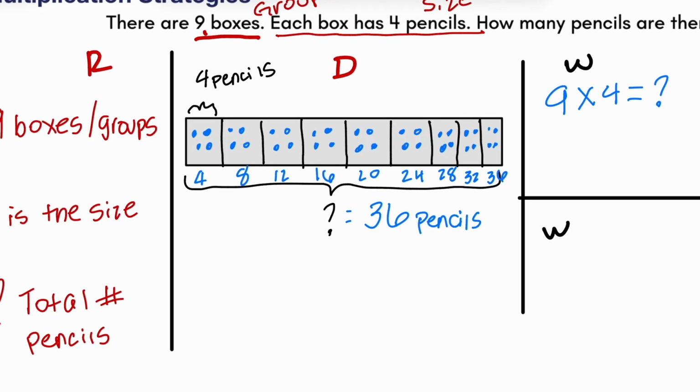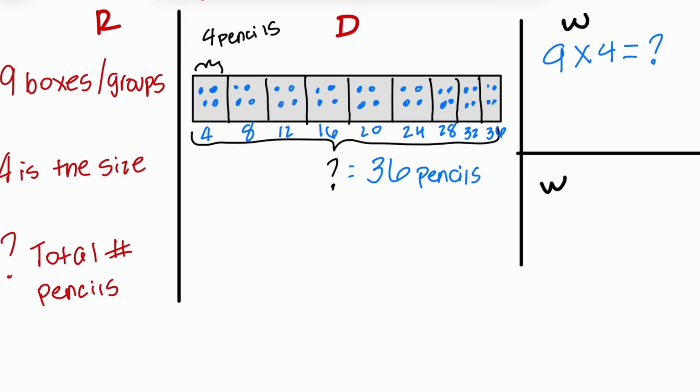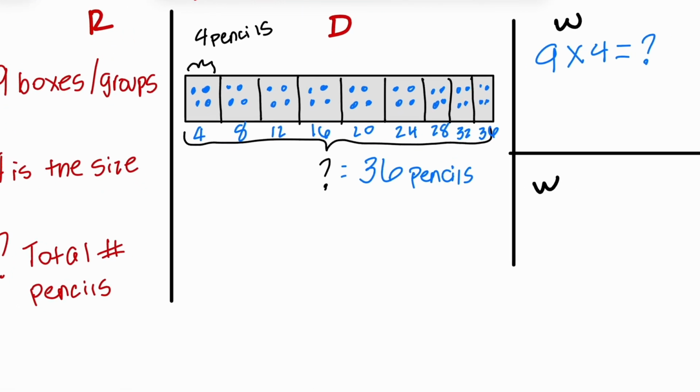I'm going to use one more strategy just to make sure I'm correct. This time I want to use skip counting, but this time I want to do it by 9s. So a way that I can do that is by simply drawing 1, 2, 3, 4, 5, 6, 7, 8, 9. Okay, there's my 9. Now let's go ahead and skip count by 9s 4 times. 9, 10, 11, 12, 13, 14, 15, 16, 17, 18.